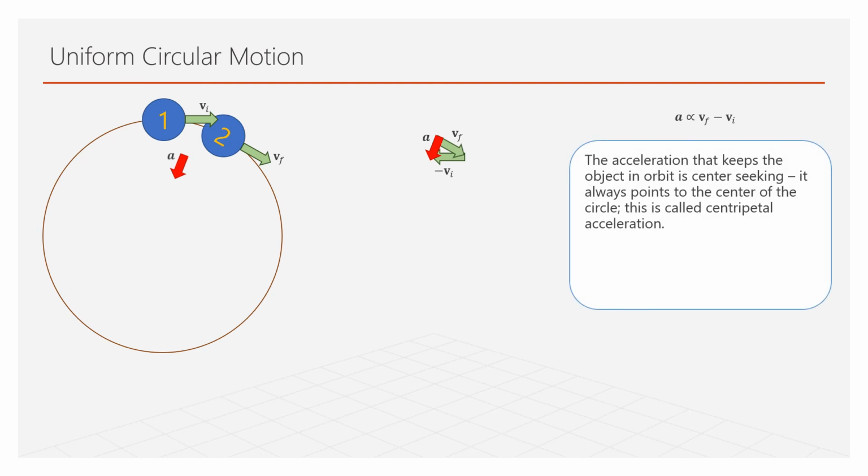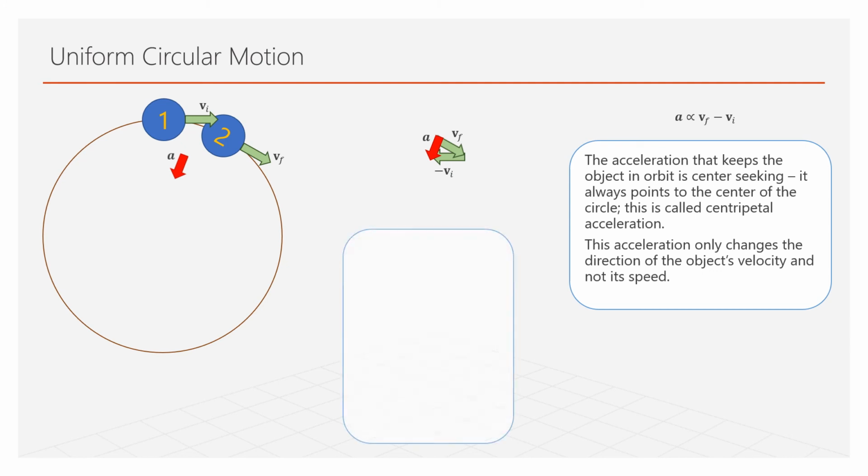The acceleration that keeps the object in orbit is center-seeking. It always points to the center of the circle. This is called centripetal acceleration. This acceleration only changes the direction of the object's velocity, and not its speed. We would now like to do an analysis to find the magnitude of that acceleration. To do this, we will use an analysis of similar triangles.